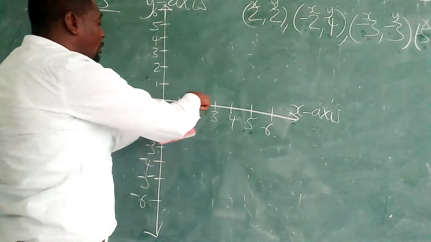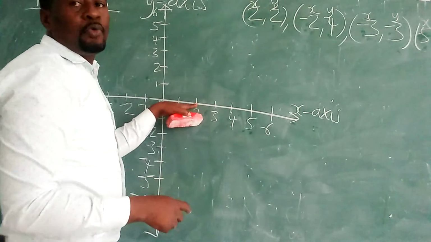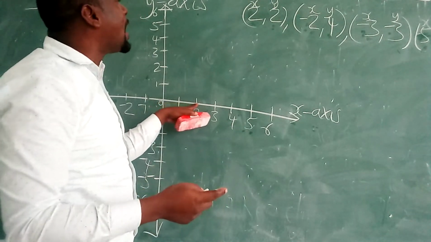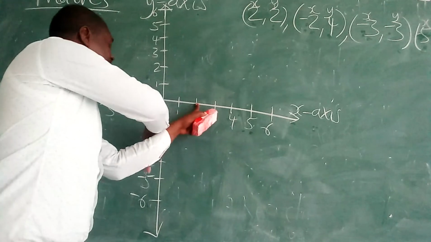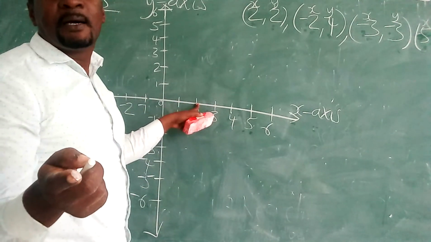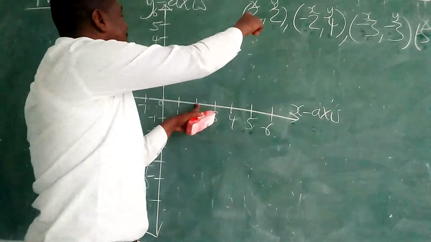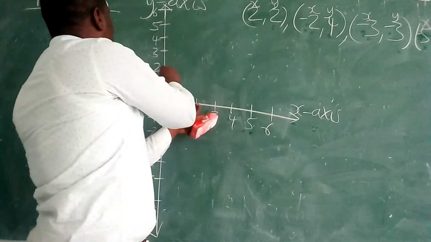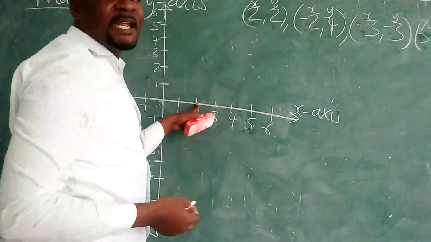And then, when we get that one, we go to the second number. The second number is y. This is the y-axis, and where is the positive 2 on the y-axis? Here is negative, here is positive. So the positive number is here. So where are they going to meet?